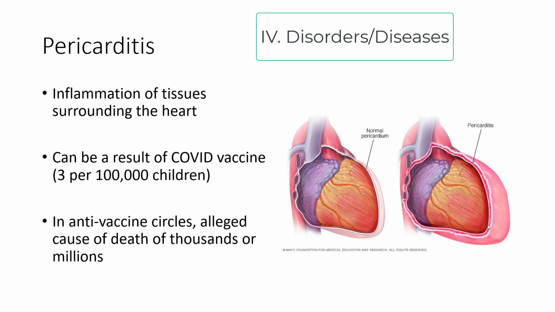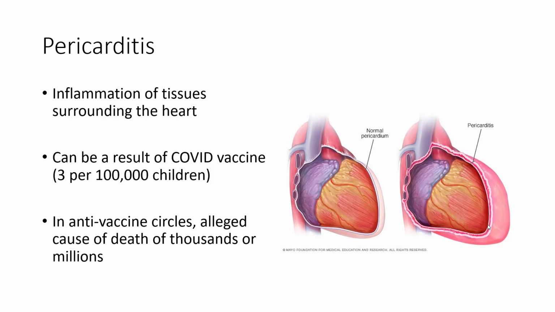Let's move on to some diseases and disorders of the heart. The first off, and most recent in the news, is pericarditis. This is an inflammation of the tissues surrounding the heart. The pericardium here is what's being inflamed. What's interesting is this can be a result of the COVID vaccine in 3 out of 100,000 children, making this a relatively minor kind of issue, which can be treated very easily by steroid application. What you may hear, however, is this inflammation causes deaths of thousands, or even I've seen it up to millions.